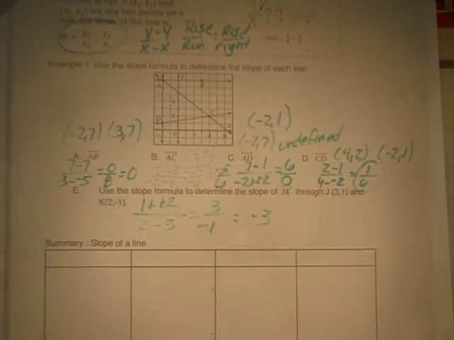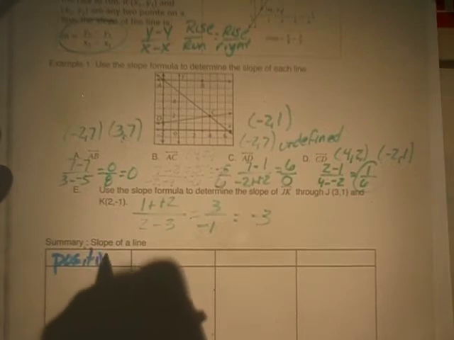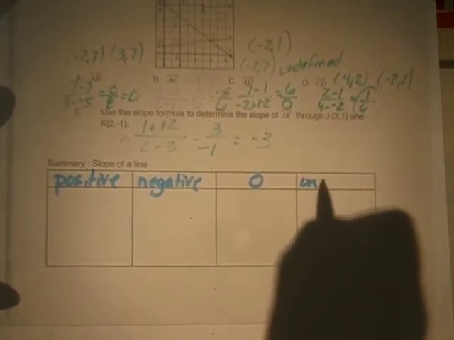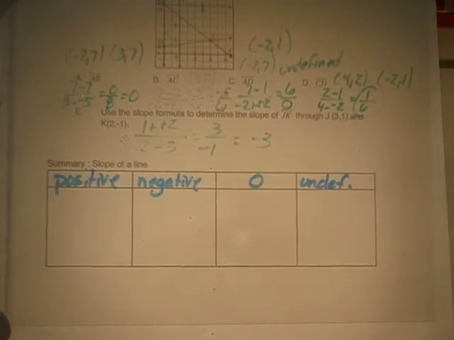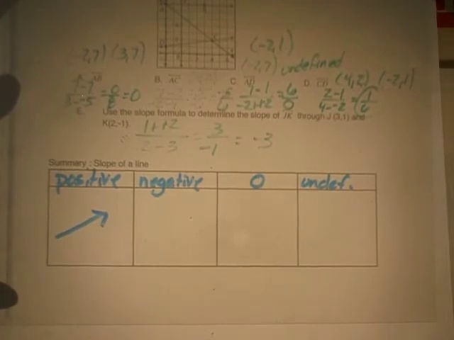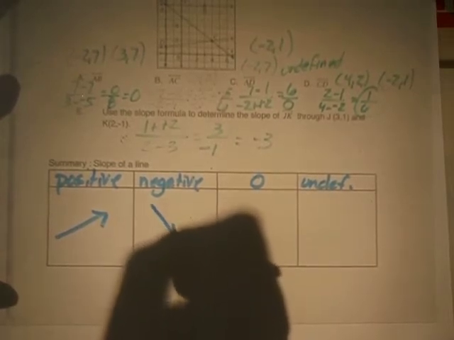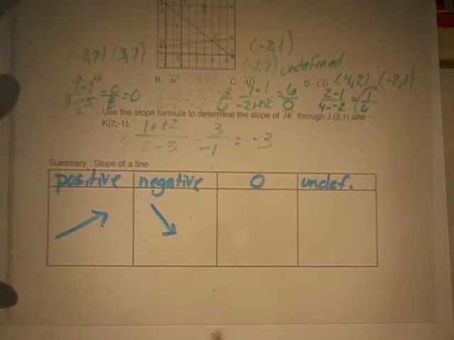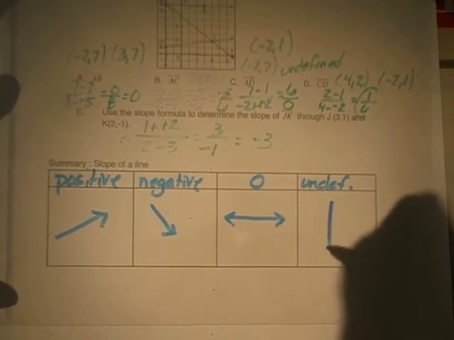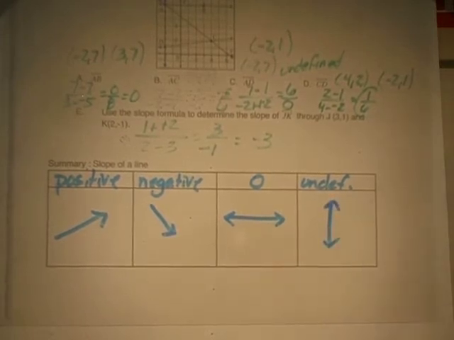Summary, a slope of a line. A slope can be positive. The slope of a line can be negative. The slope of a line can be 0. And the slope of a line can be undefined. Positive slope goes uphill from left to right. Negative slope goes downhill from left to right. A slope of 0 is horizontal, and an undefined slope is straight up and down.